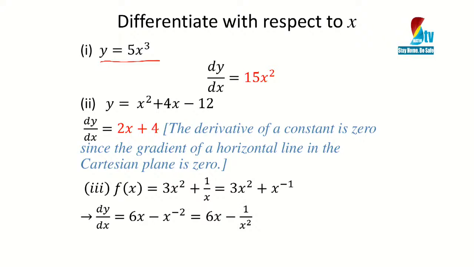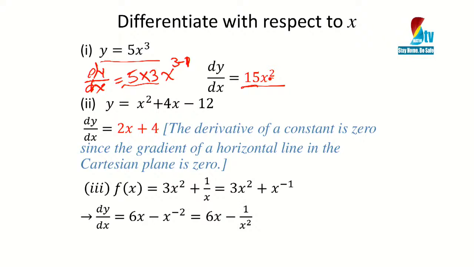Now let us look at another example where y is equal to 5x raised to the power 3, and we are asked again to differentiate. So dy with respect to x, dy dx, is equal to 5 times 3 x to the power 3 minus 1. 5 times 3, the constant, gives us 15, and 3 minus 1 gives us 2. So our answer is 15x raised to the power 2.